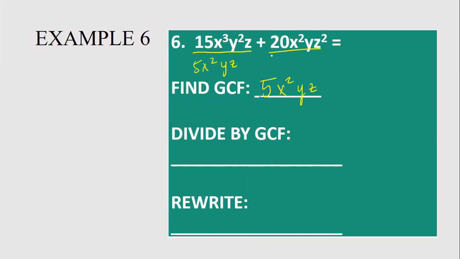So we have 5x squared YZ here, 5x squared YZ here. And what did you get as your quotient? 3xy plus 4z. Good job. So your answer has to be 5. Perfect.